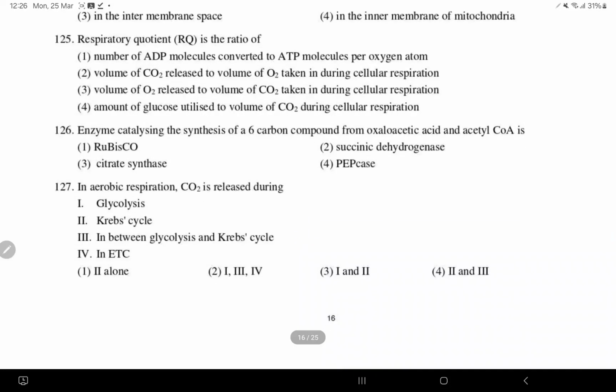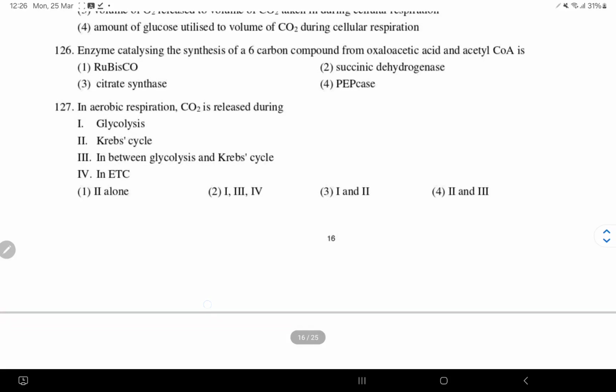RQ is the ratio of the volume of carbon dioxide released to the volume of oxygen taken during cellular respiration. Option 2 matches. Enzyme catalyzing the synthesis of 6-carbon compound from oxaloacetic acid and acetyl-CoA is citrate synthase.